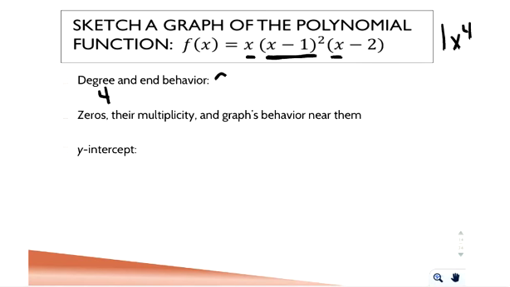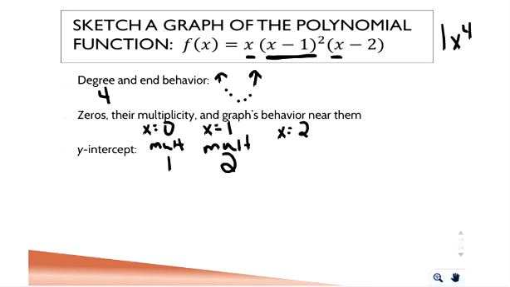This behavior, also starting high and ending high. Now, for the zeros, well, x is 0 with a multiplicity of 1. X is 1 with a multiplicity of 2. And x is 2 with a multiplicity of 1. So it's very, very similar. Okay, same deal even with the y-intercept. When you put in 0 for x, you're going to get 0 for y.